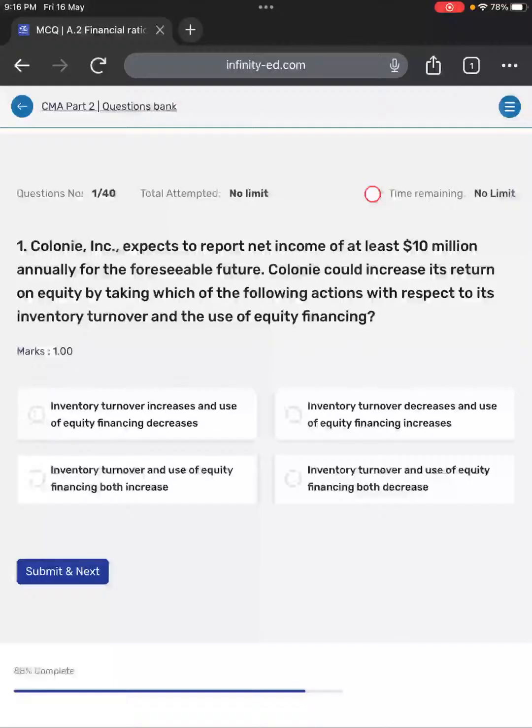The options given are: inventory turnover increase and use of equity financing decrease; inventory turnover decrease and use of equity financing increase; inventory turnover and use of equity financing both increase; inventory turnover and use of equity financing both decrease.